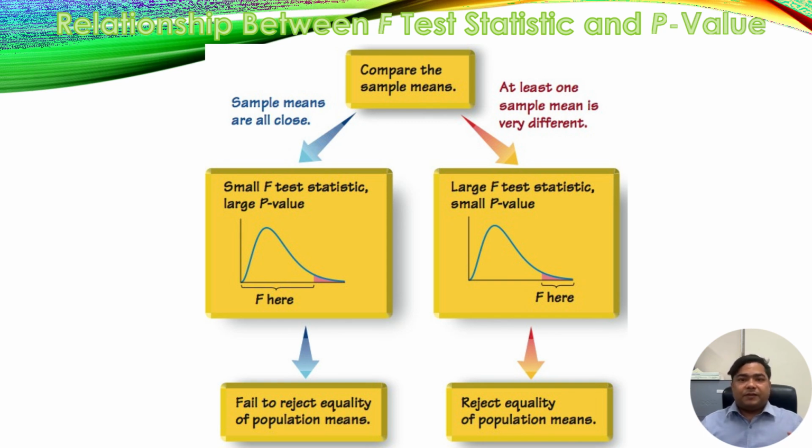On the other hand, if at least one sample mean is very different from the others, the variation between groups becomes large. Then the F-test statistic becomes large and the p-value becomes small. If the p-value is less than 0.05, we reject the null hypothesis and conclude that the population means are not all equal. So the main idea is simple. Small F value means large p value and no significant difference. Large F value means small p value and significant difference.